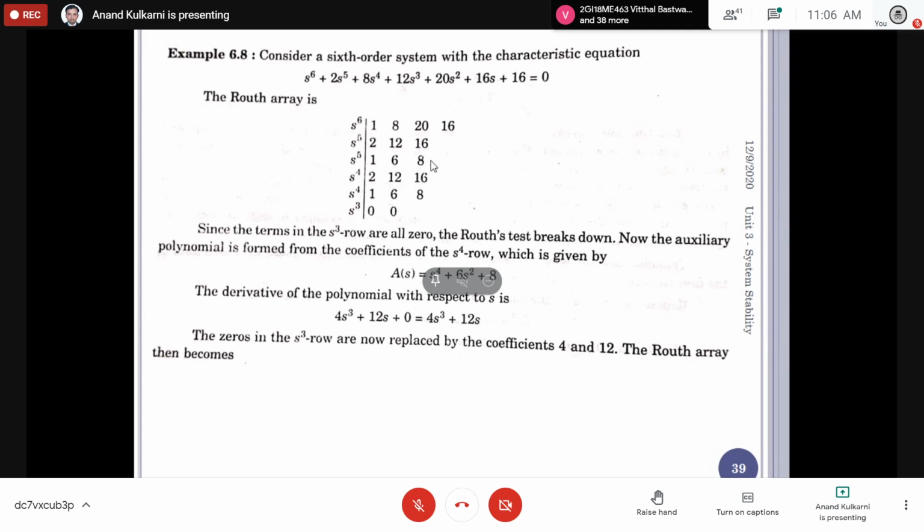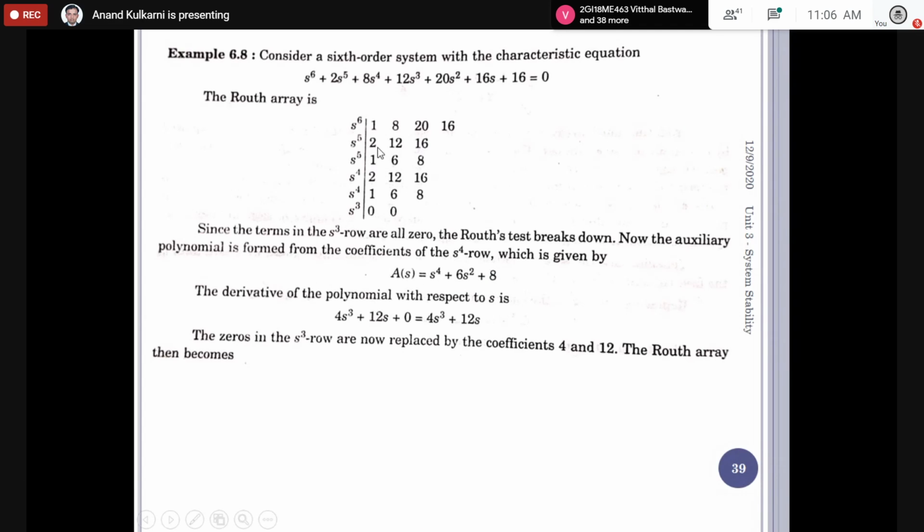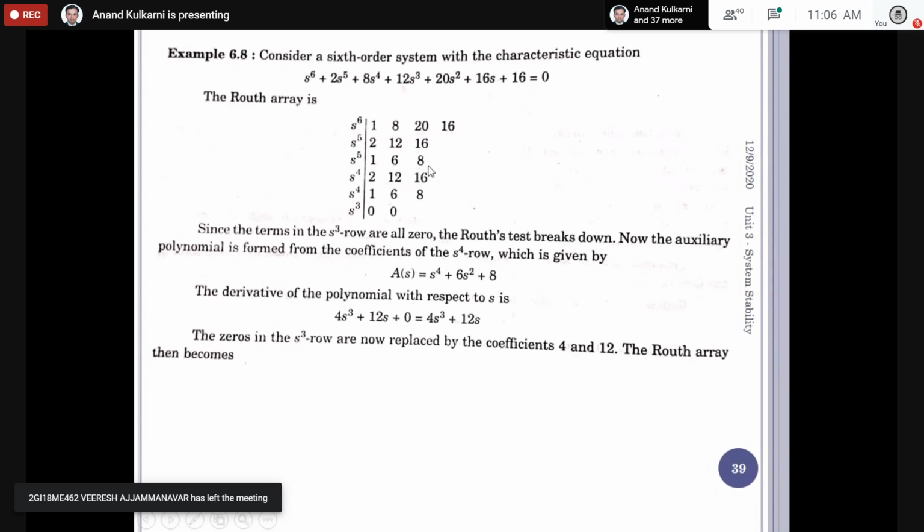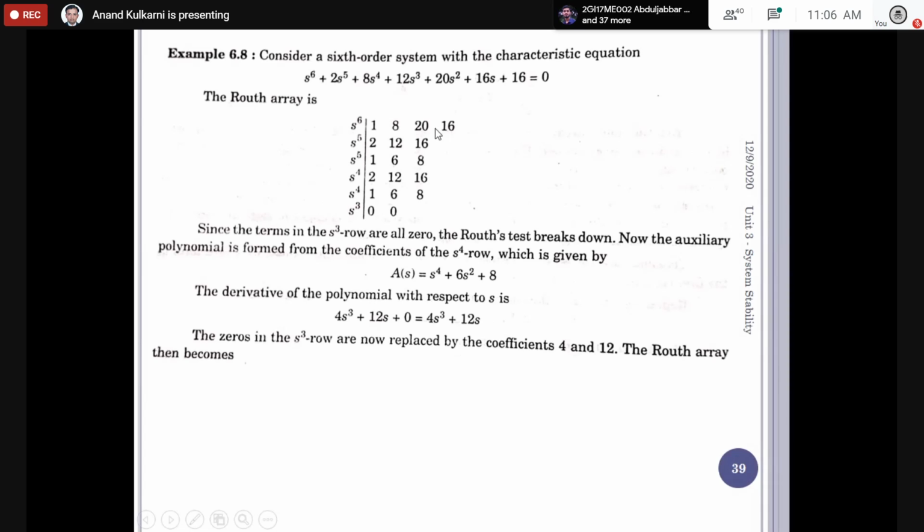You can take 2 common here. So 1, 6, 8 it will become. 2 divided by 2, 1. 12 divided by 2, 6. 16 divided by 2, 8. So then if you proceed further, 1 into 8 minus 1 into 6, that is 2, divided by 1 is 2. Whereas 1 into 20, that is 20, minus 8 into 1, 20 minus 8 is 12, divided by 1 is 12. So the last one is 1 into 16 minus 1 into 0, that is 16 divided by 1 is 16. So 1, 12, 16.